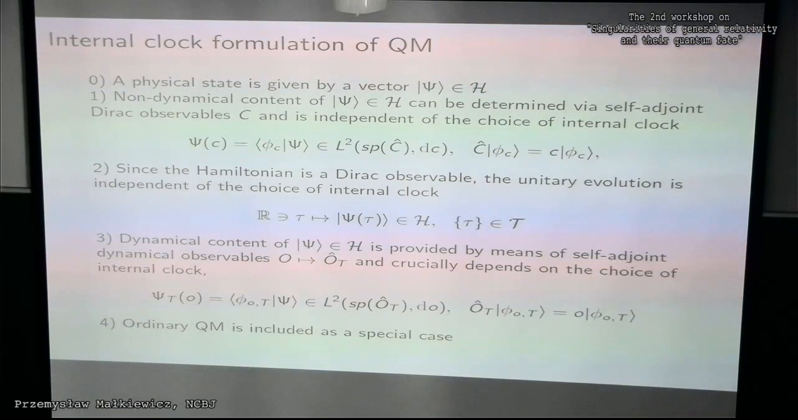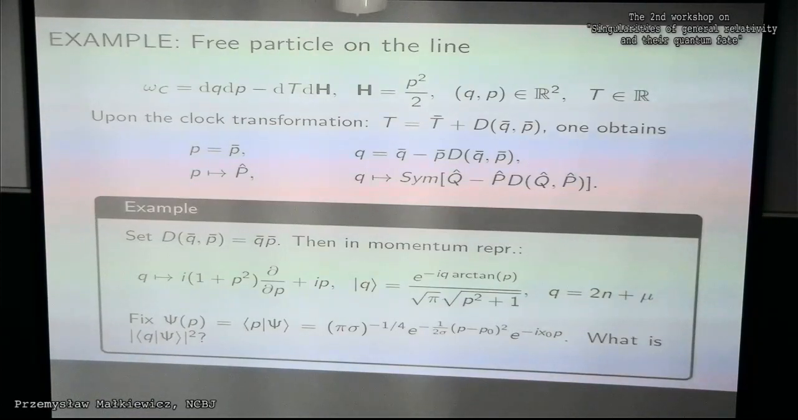Okay. And ordinary quantum mechanics can be obtained as a special case. So let's go back to the example of a free particle on a line. The Hamiltonian is p squared. We do a clock transformation with this so-called delay function, and what do we obtain? P is a Dirac observable, so it doesn't change under this transformation, because this is the requirement of the transformation. Q is a dynamical observable, so it will change.